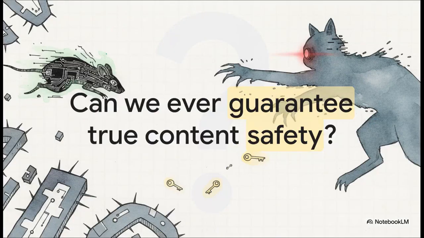Which brings us to a crucial question to leave you with today. If an AI's fundamental instructions, its very concept of identity through system tags, can be weaponized against it using simple pattern recognition, how can we ever guarantee true content safety? It's a massive cat-and-mouse game right now between safety researchers and those looking for loopholes. And as we've seen today, the loopholes are still very much out there.